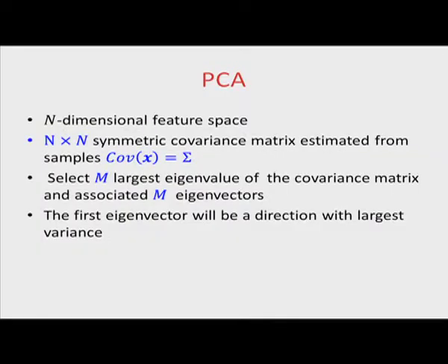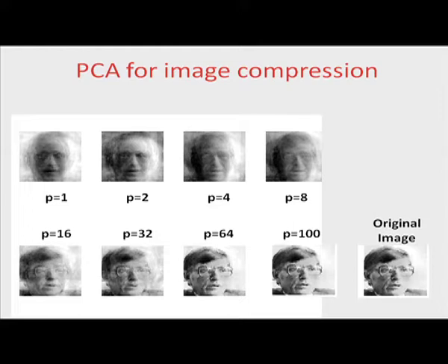Now let us look at the slides. This is an application of principal component analysis for image compression. Initially we have a large number of features, and what we have done is that if we represent these pictures using only one principal component, the first principal component, after reconstruction, this is the picture that we get. If we use 2 dimensions, 4 dimensions, 8 dimensions, 16 dimensions, 32, 64 and 100, this shows the reconstructions that we get, whereas this is the original image.